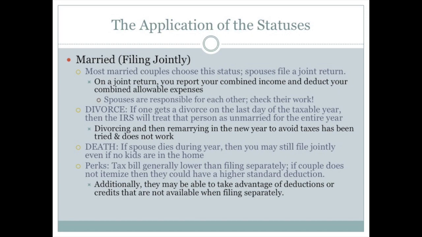If a spouse dies during the year, then you may still file jointly for that taxable year, even if there are no children in the home. Perks for this status include that the taxpayer's tax bill generally will be lower than filing separately. If the couple does not itemize, then they could have a higher standard deduction. Additionally, they may be able to take advantage of deductions or credits that are not available when filing separately.